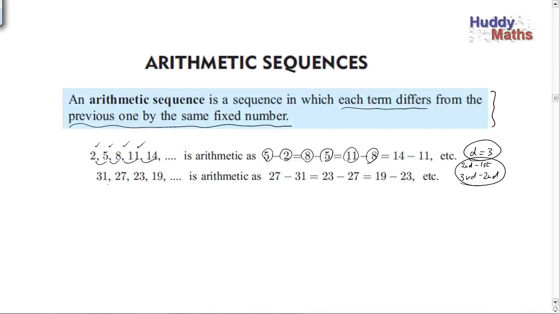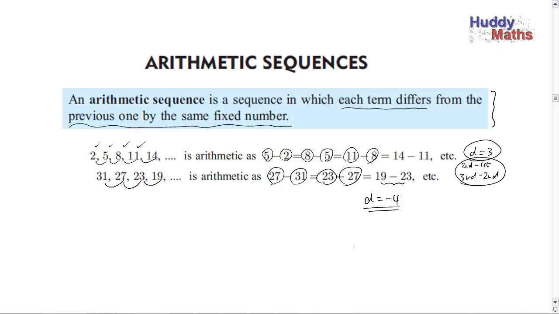Let's look at this one. 31 going to 27, it's gone down by 4, and this has gone down by 4, this has gone down by 4. So you always take the second term minus the first, and the third term minus the second. Oh sorry, I said 4, it's negative 4, isn't it? Oh, it's going down, so we should get that right. So 19 take 23 is again going down by 4. So you could have a difference which is negative. So it's a decreasing sequence.